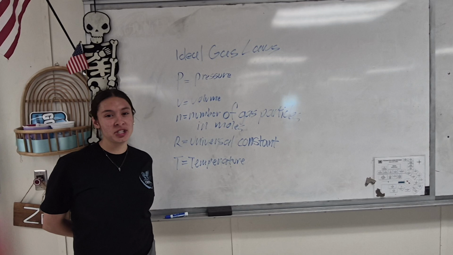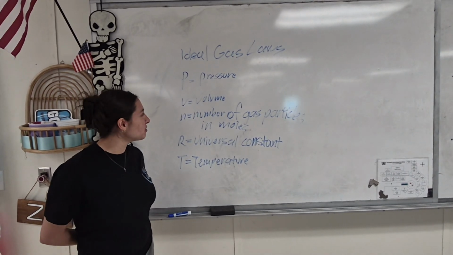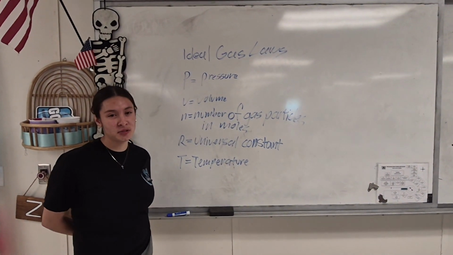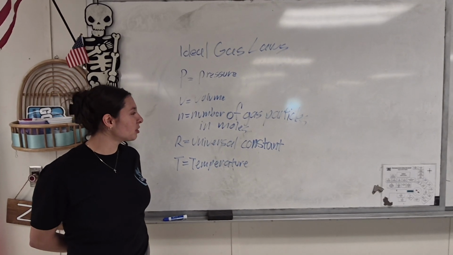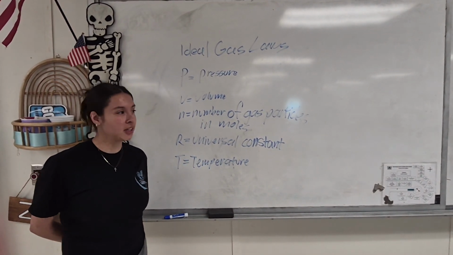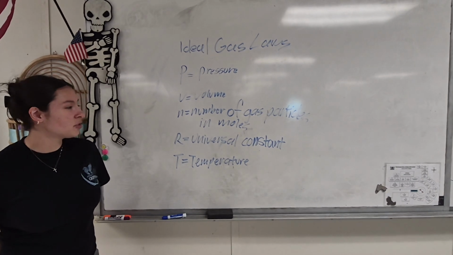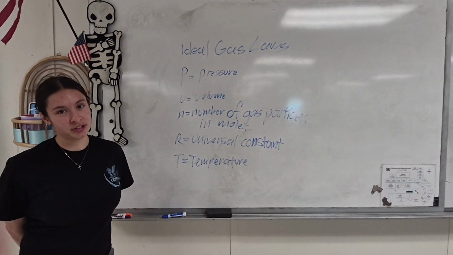So what does the equation stand for? P stands for the pressure, V stands for the volume, and n stands for number of gas particles in moles. The R stands for universal constant and T for temperature.